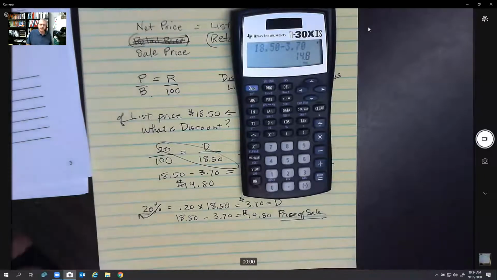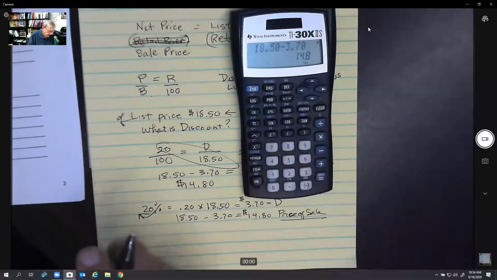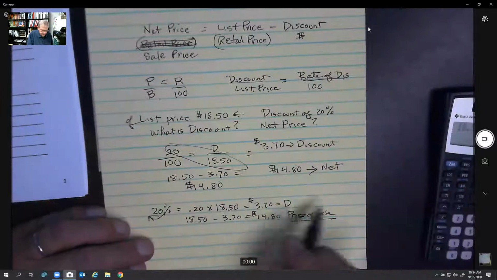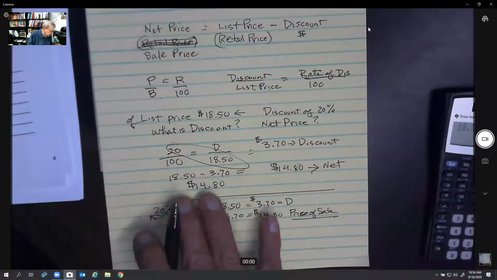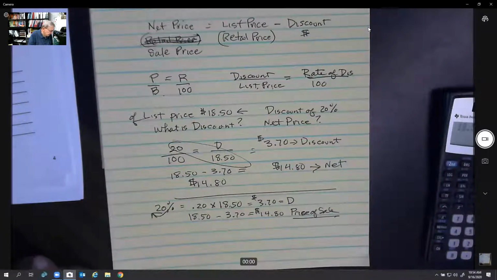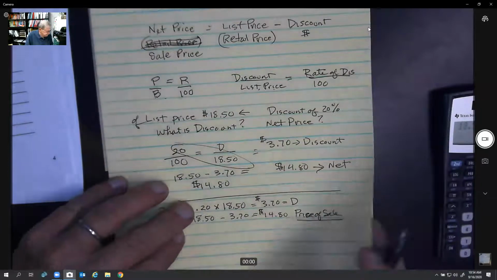Sale price, okay, $14.80. So I hope that helps. It's sometimes easier just to go on with this, just this way. Makes it a little bit easier. Here's another problem that we're going to work on.